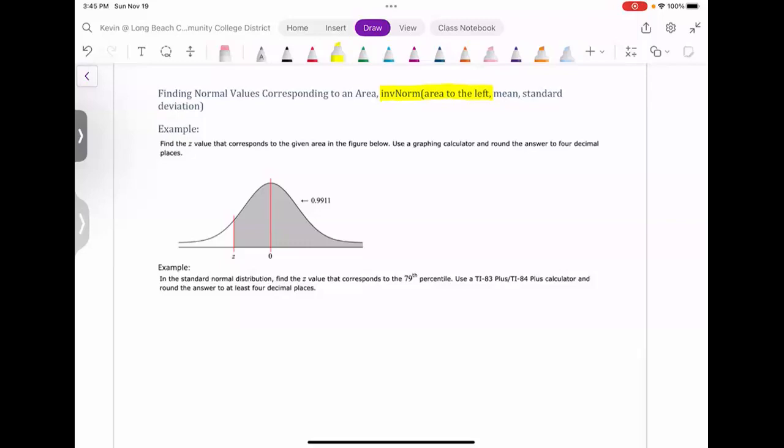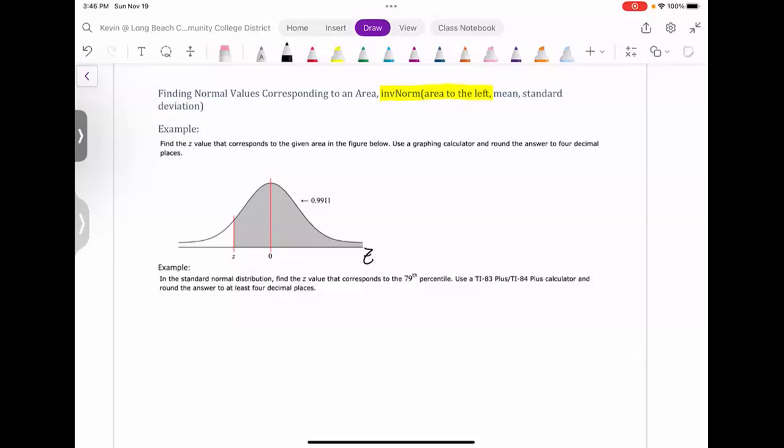All right, find the z value. So now we're going to be given the area. We're looking for the z value on the z-axis itself. So this is the z-axis. Find the z value that corresponds to the given area in the figure below. Use a graphing calculator and round the answer to 4 decimal places.